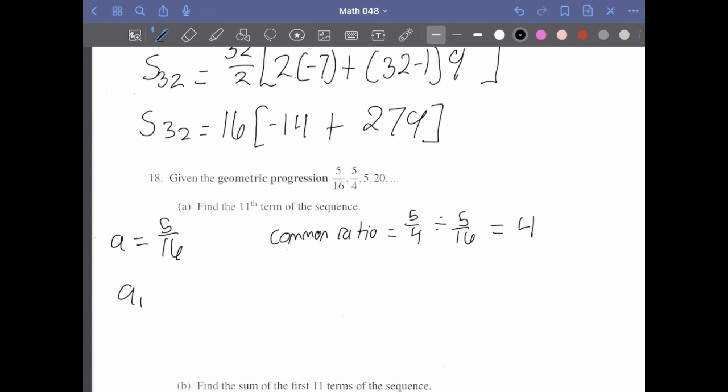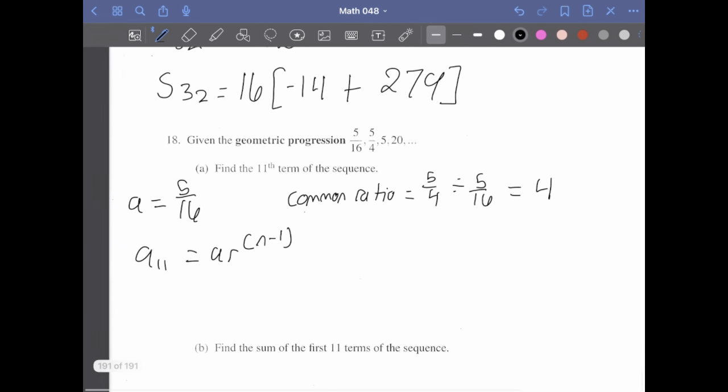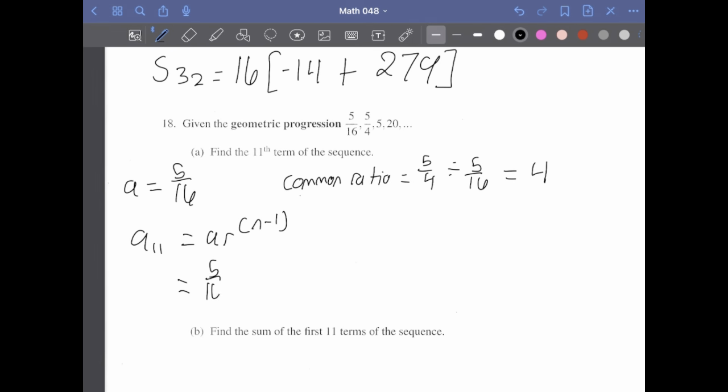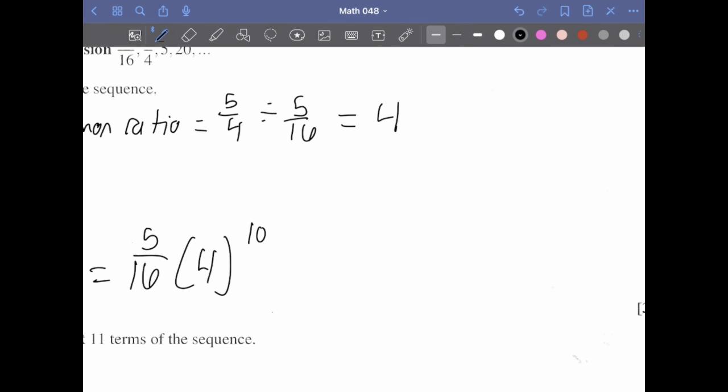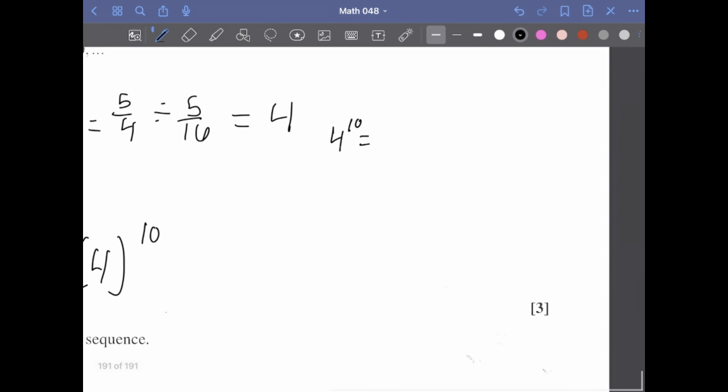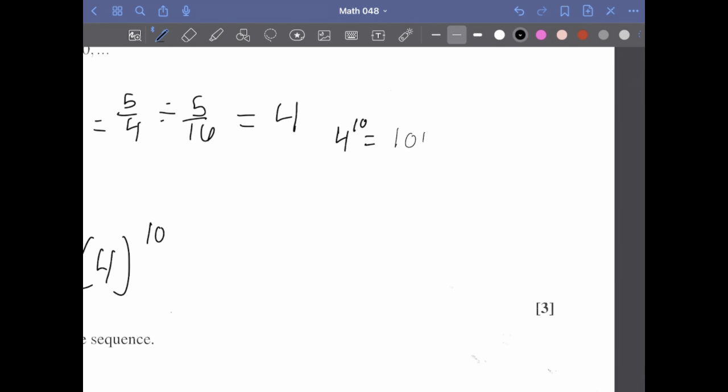Okay, so the formula A11, that's a r to the power of n minus 1. So that's equal to 5 over 16, r is 4, to the power of 11 minus 1. So it's equal to 5 over 16 times 4 to the power of 10. 4 to the power of 10 is 1,048,576.